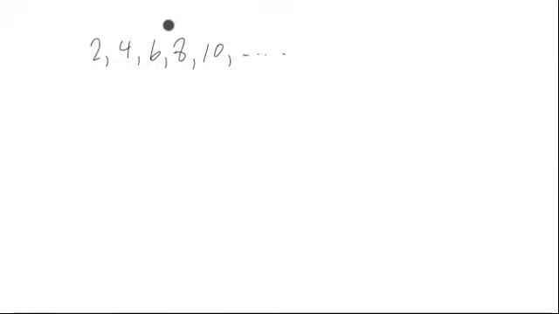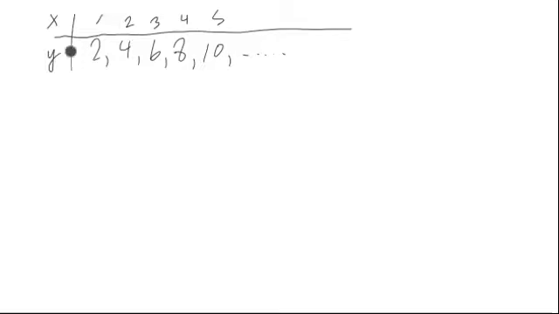But here's another way. What if we think of taking our positions in the list? Maybe this is the first position, the second position, the third, the fourth, the fifth, and so on. We'll call that X. We call this Y. This looks like a table of values, even a function where the input values, or the domain rather, are whole numbers. 1, 2, 3, 4, 5, and so forth.